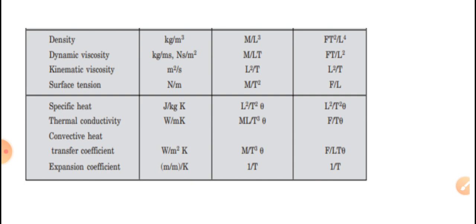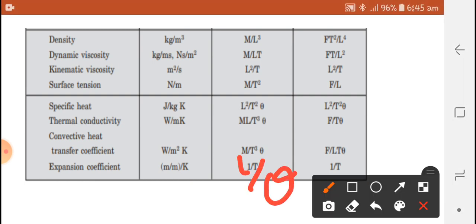Thermal conductivity, watt per meter Kelvin, that is M L T power minus 3 theta power minus 1. And similarly the convective heat transfer coefficient, watt per meter square Kelvin, that is M T power minus 3 theta power minus 1. The coefficient of thermal expansion is per degree Kelvin, that is 1 by theta, that is theta power minus 1. Okay.